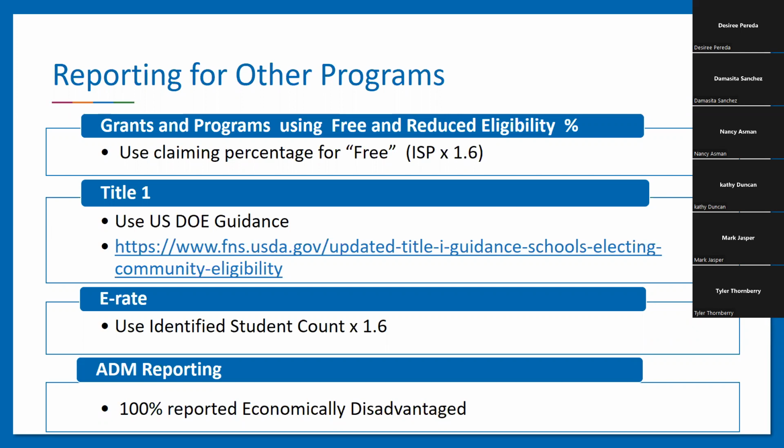The rate is valid for the same 4-year period as CEP. If the ISP is updated during the 4-year period, the new data would apply to E-rate the next funding year. And for the ADM, also the average daily membership reporting, all students attending a school participating in CEP are reported as economically disadvantaged.